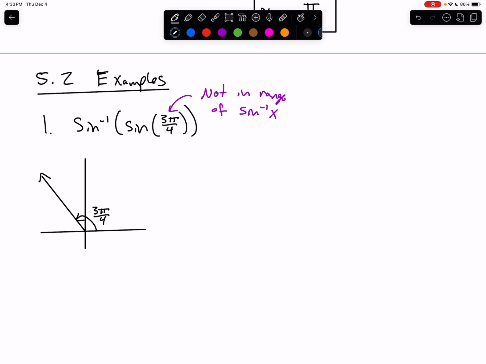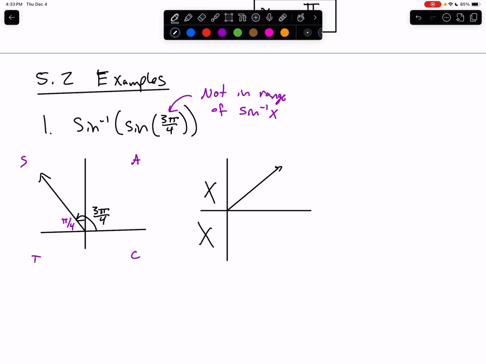That means the reference angle is just pi over 4. And I also know from my All Students Take Calculus that sine is going to be positive in quadrant 2. So really I'm just asking myself, between quadrants 1 and 4, so I'm ignoring quadrants 2 and 3 for inverse sine, where is sine positive? And that's in quadrant 1.